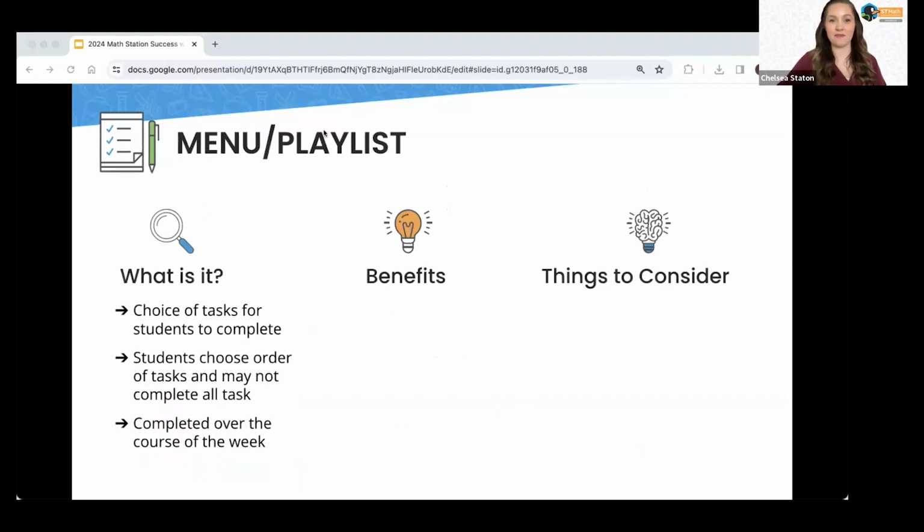And then the next one is a menu or a playlist style. This is similar to must do, may do. So typically students are given a list of tasks and sometimes choice on which task they complete. They get to choose the order of the tasks and maybe don't have to do all of the tasks. And then this is usually completed not in just one day. It's usually completed over the course of a few days or the whole week.